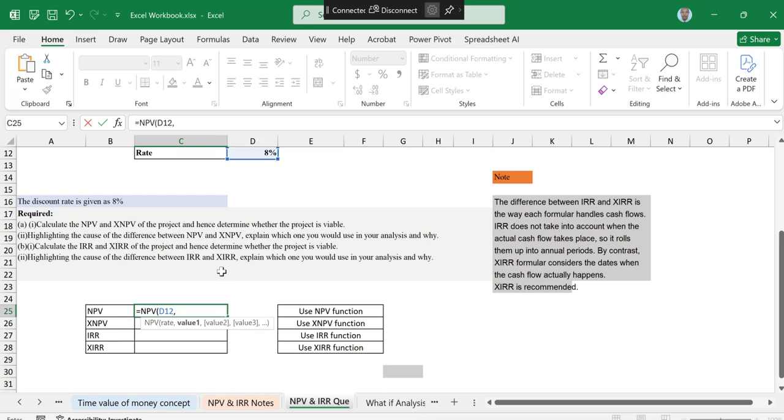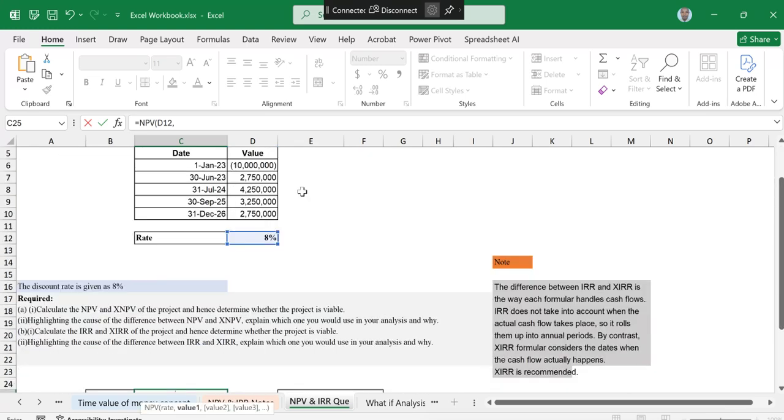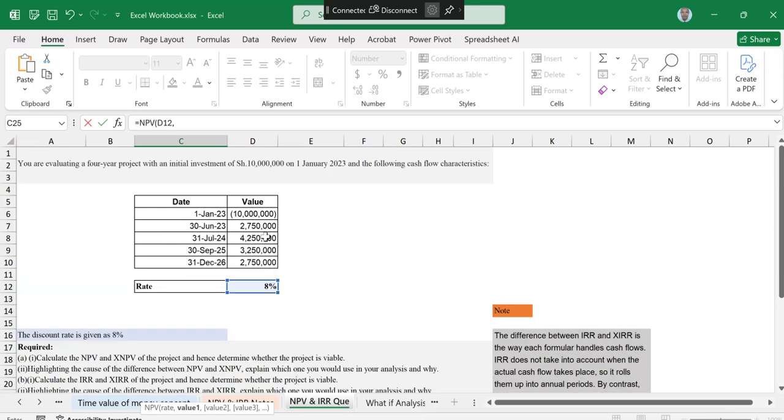Comma. Then the values. Select all the values as a range, but select from the inflow. Now the inflow starts from 30th June. The first one is in brackets because it's an outflow. So just pick from 2750 to the other 2750. Don't select the dates because NPV doesn't look at the dates. It assumes exact timing of 1 year between each cash flow. So pick from 2750 to 2750 as a range.